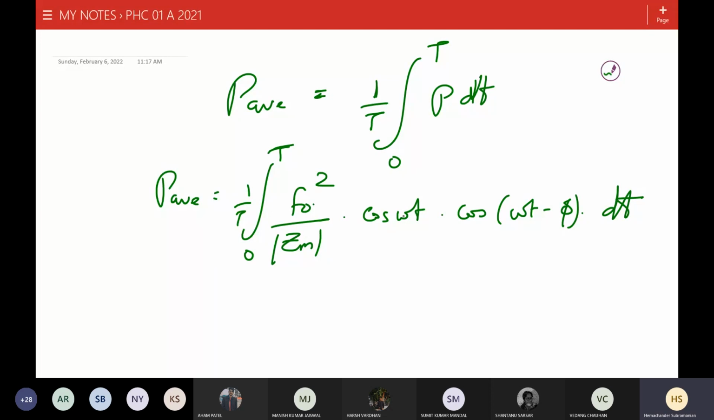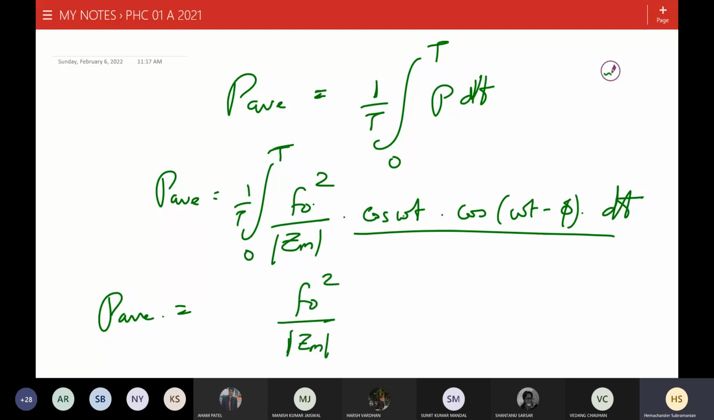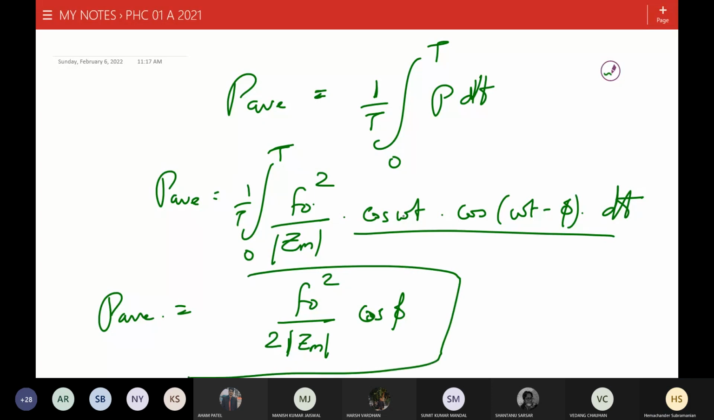If you do the integration, I'm not going to do it here, you will end up with F naught squared over Zm times cos phi. This is your average power supplied to the SHM every cycle.